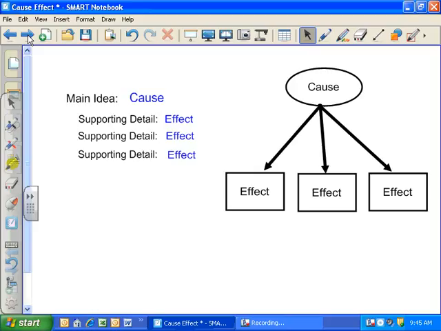So one way you can see a cause and effect structure is where your main idea is the cause and the details are the effects. That's what we'll focus on in this particular video. We'll look at the other option in a different video. So you can see that here textually or in this graphic organizer where my main idea is the cause and my details are the effects.